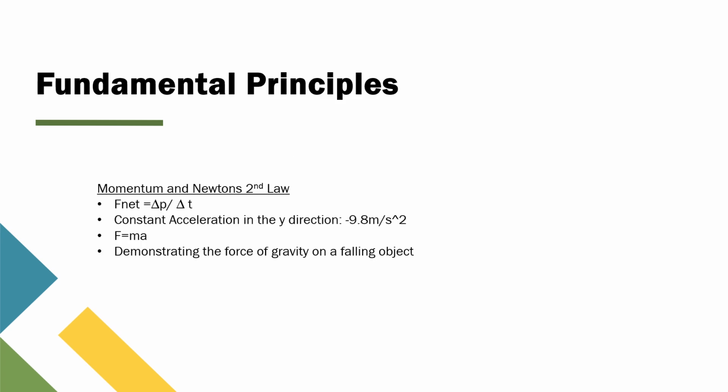All right, fundamental principles used within the lab. We have momentum and Newton's second law. We have the net force is equal to the change in momentum divided by the change in time. And we have the constant acceleration in the y direction, which is just negative 9.8 meters per second squared. And we're using F equals ma, Newton's second law. And we're just overall demonstrating the force of gravity on a falling object.